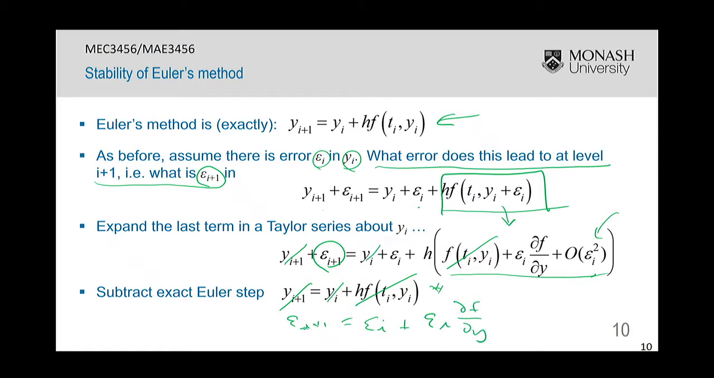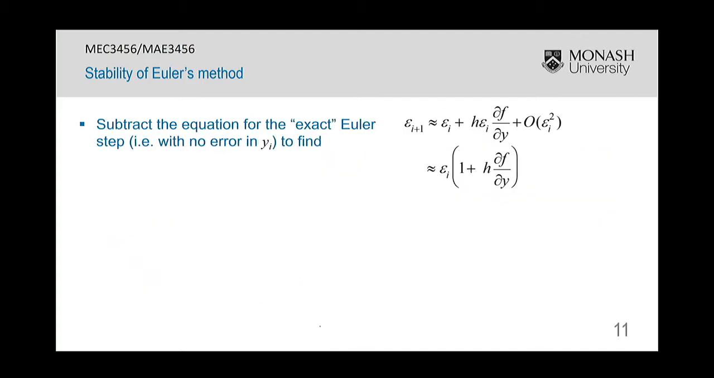Oops, so that was a bit careless there. Let's just write that out again. If we subtract that, we see that the error at time i plus 1 is equal to the error at step i plus this term here, and we're going to ignore the higher order error term. So let's just take epsilon_i at the front here, and we're left with this expression here, that the error at the new time is equal to the error at the old time multiplied by 1 plus h df/dy.